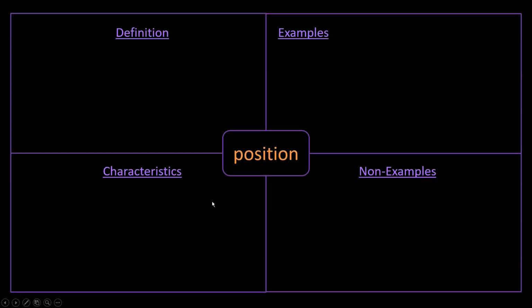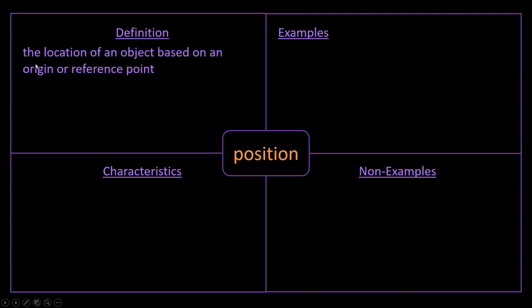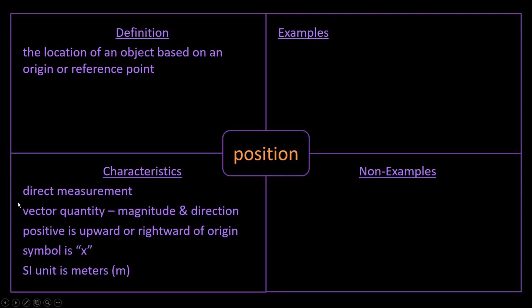Okay, now that we have that background information, let's move on and look at some specific quantities we use to describe motion. Position is the first one. It's the location of an object based on an origin or reference point. It is a direct measurement. It's a vector quantity. It has both magnitude and direction. Positive is upward or rightward of the origin. The symbol we use for position is lowercase x, and the SI units, the International System of Units, are meters, which we abbreviate with lowercase m.